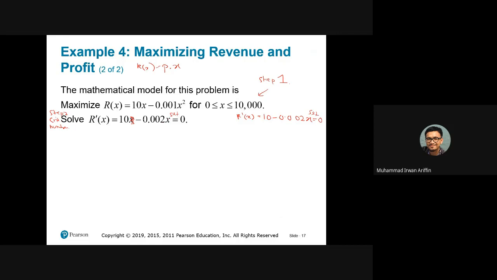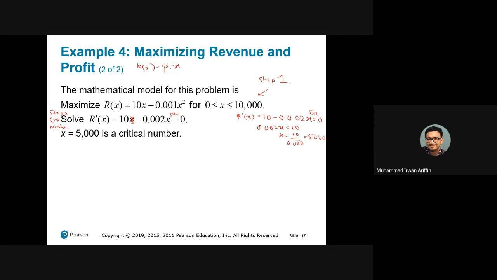Remember, critical numbers will be located where we have a horizontal tangent line, isn't it? That's why the slope is 0. So when we solve for this, we have 0.002x equals 10. So x equals 10 divided by 0.002, which equals 5,000. And that's how we get 5,000 as the critical number.